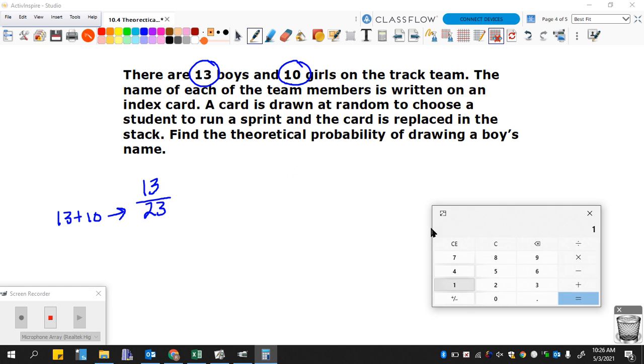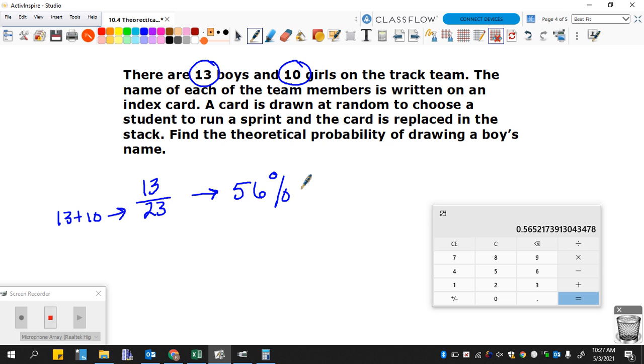If we write that as a decimal, you can see it's a great big long number, 0.565, but that would basically come out to approximately 56%. You'd have roughly a 56% probability of drawing a boy's name.